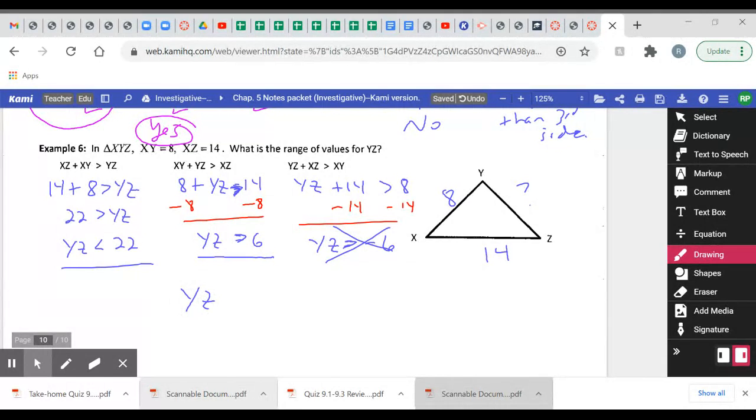So I know YZ is in the middle, and I know that 22 is on one side and 6 is on the other side. That helps give us a range. That means that any number between 6 and 22 works to make the lengths of the sides of a triangle, but any other number outside of that range does not work. So that is what we're looking for. That is called a compound inequality. All right, let me know if you have any questions.